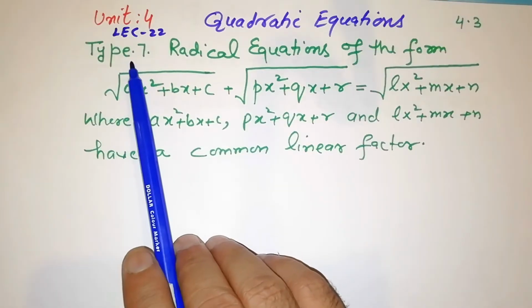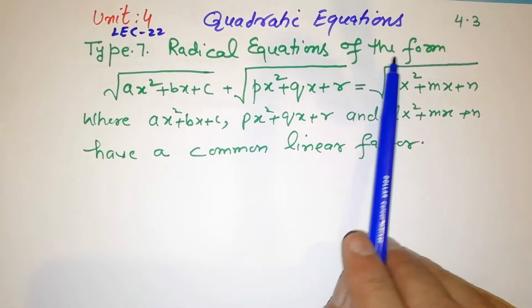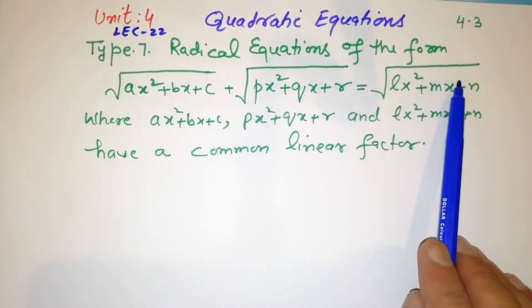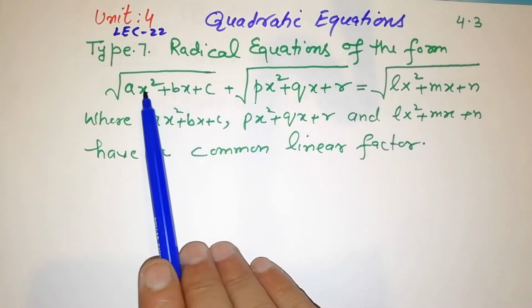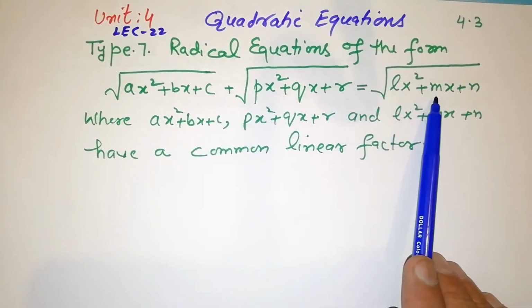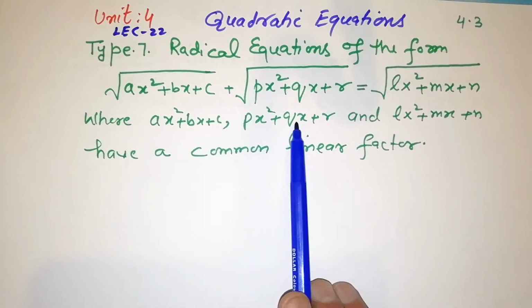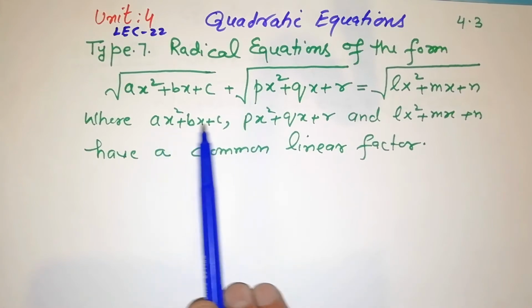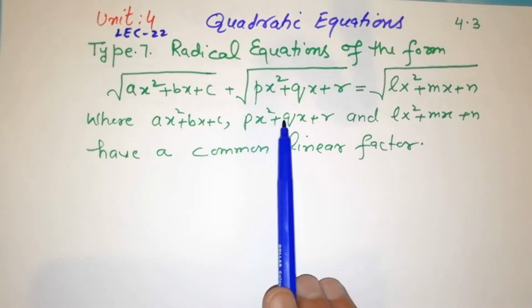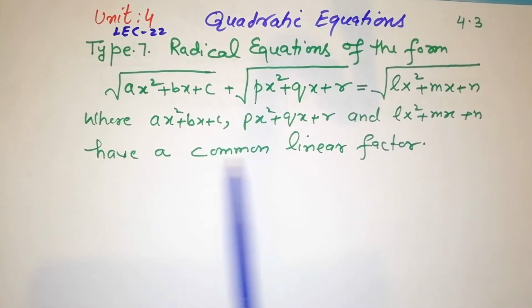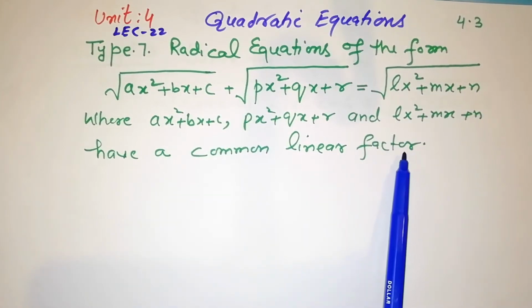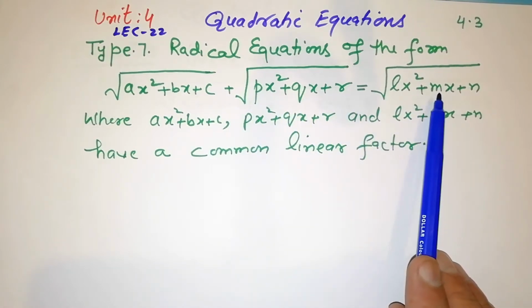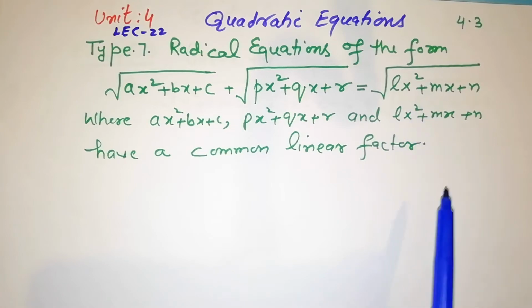Okay students, we start type 7, radical equations of the form. आपके सामने है कि तीन हमारे पास स्क्वायर रूट वाली टर्म्स मौजूद हैं और हर एक में एक क्वाड्रेटिक फैक्टर मौजूद है, where all these second degree polynomials, इन्हें हम सेकंड डिग्री पॉलिनोमियल्स भी कहते हैं. All three second degree polynomials have a common linear factor, which means these three quadratic factors can be factorized.